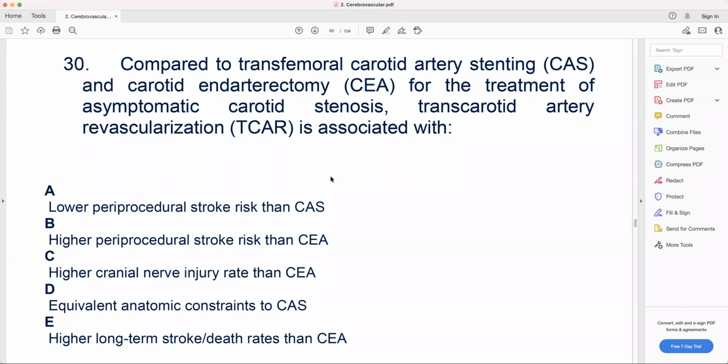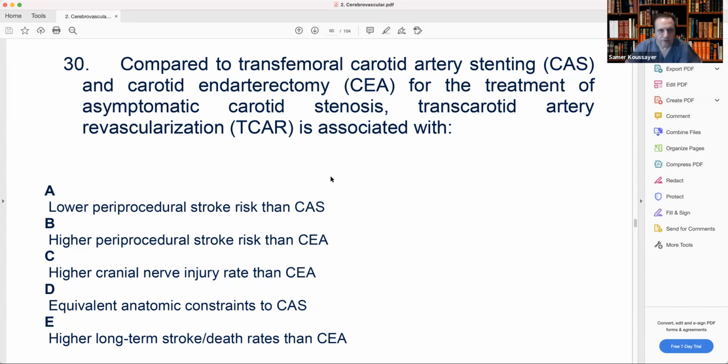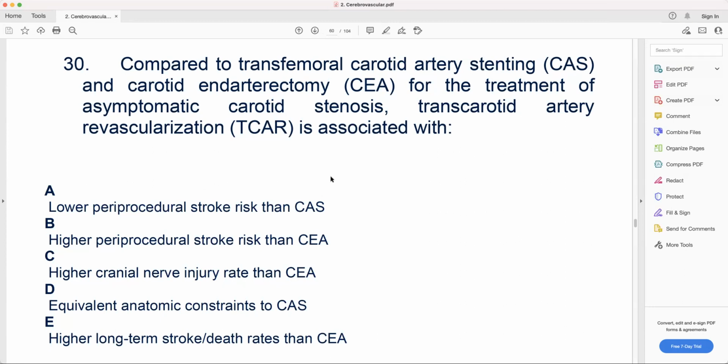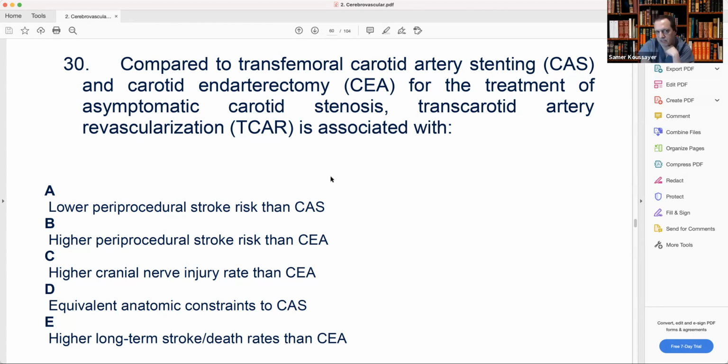Compared to transfemoral carotid artery stenting and carotid endarterectomy for the treatment of asymptomatic carotid stenosis, transcarotid artery revascularization is associated with... Okay, TCAR. Before you go, TCAR. Do you know how they do TCAR? Yeah, I attended once. So what happens? You just make a small incision at the base of the neck.